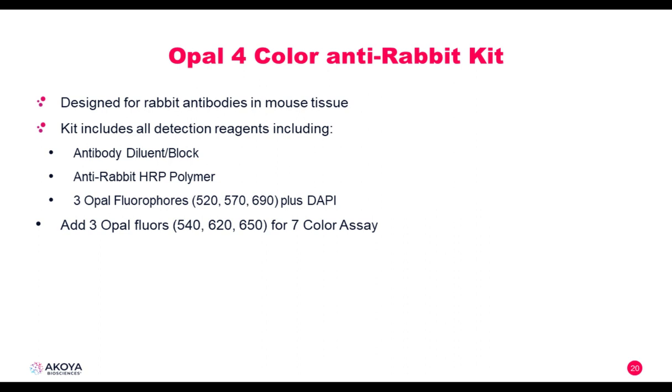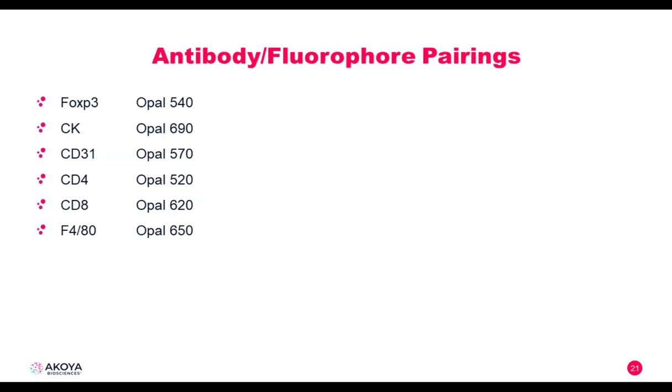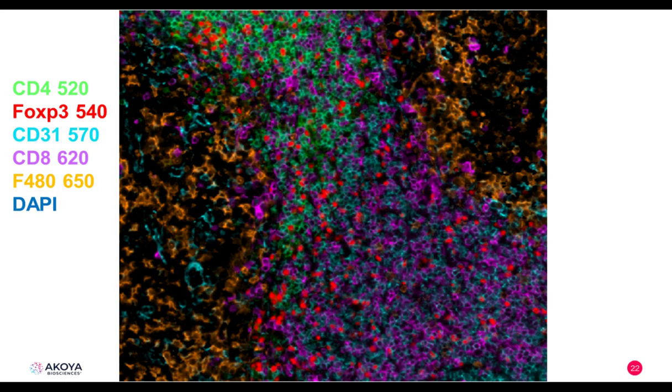This kit was designed for those rabbit antibodies in mouse tissue and contains everything that we need to do the stain. It contains all of the detection reagents. And then, like I said, we added those 3 OPAL fluorophores on top of what came in the kit. And here are the antibody fluorophore pairings, as well as the order that they were done in. These slides were imaged on the Vectra Polaris, and here are the results.